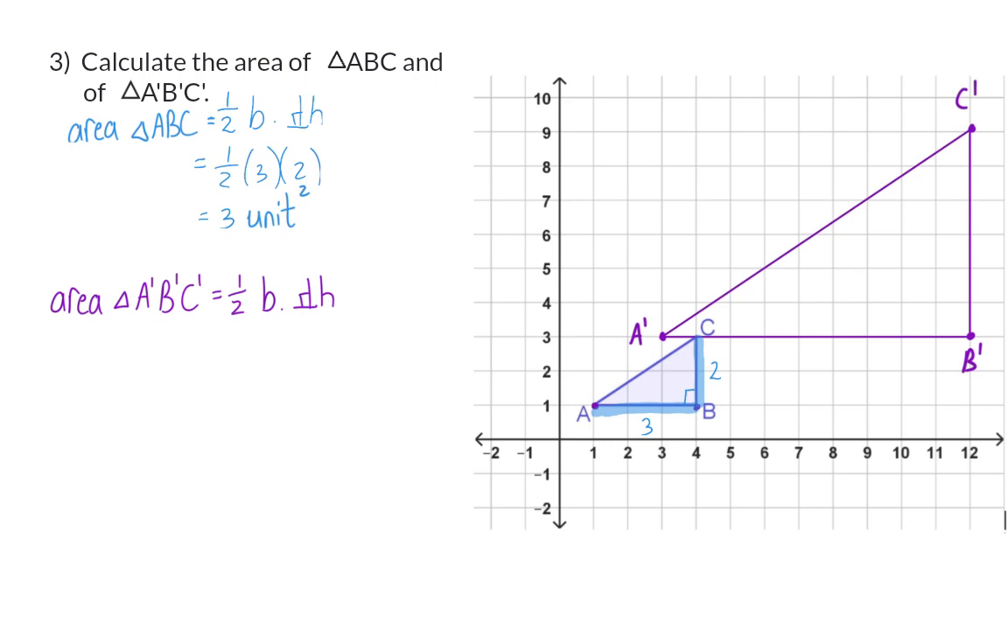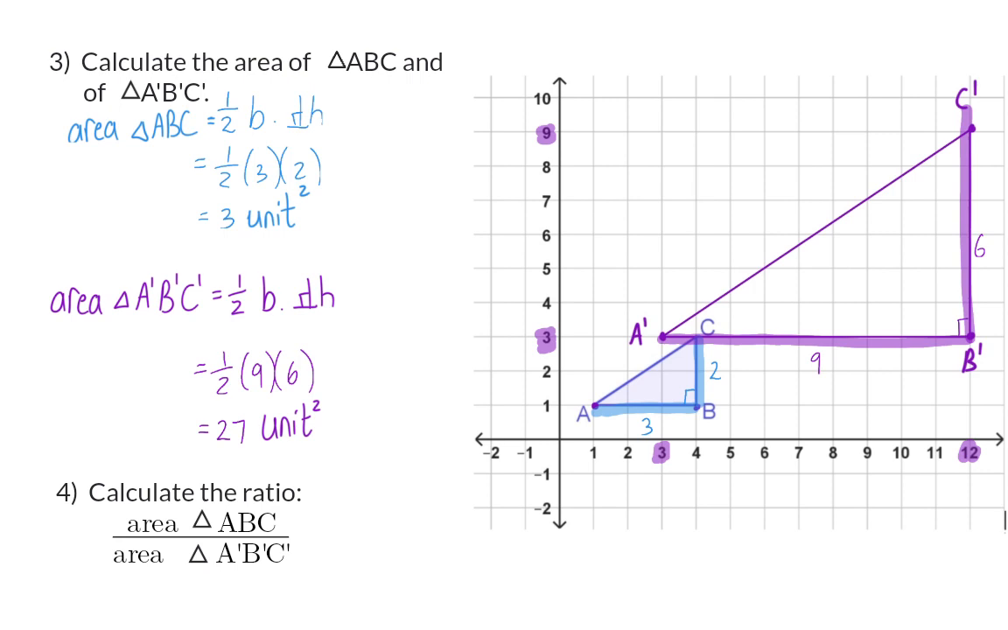For the bigger purple triangle, the base is from A prime to B prime, and that is from 3 to 12, which will give us a length of 9. The perpendicular height is from B prime up to C prime, and that is from 3 to 9, which will give us 6 units. So this area is a half times 9 times 6, which gives us 27 units squared.